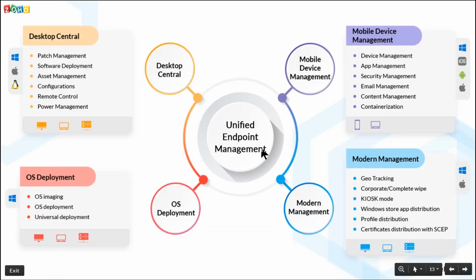So here is the overview of Unified Endpoint Management. What are all the features integrated under Unified Endpoint Management? You have Desktop Central, Mobile Device Management, Modern Management, and OS Deployment. All these features are integrated under a single roof, which is DCUEM.